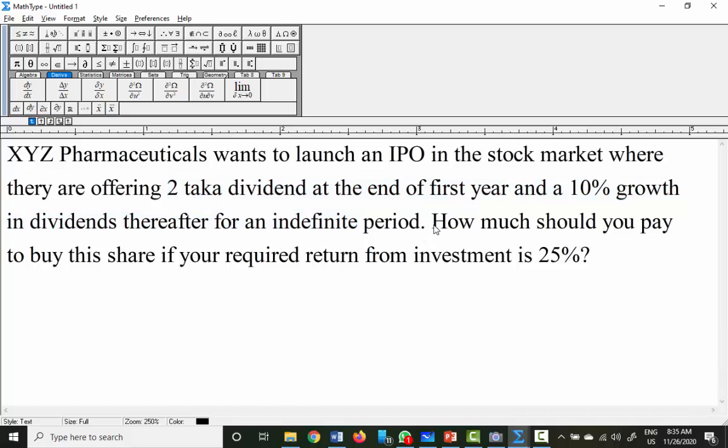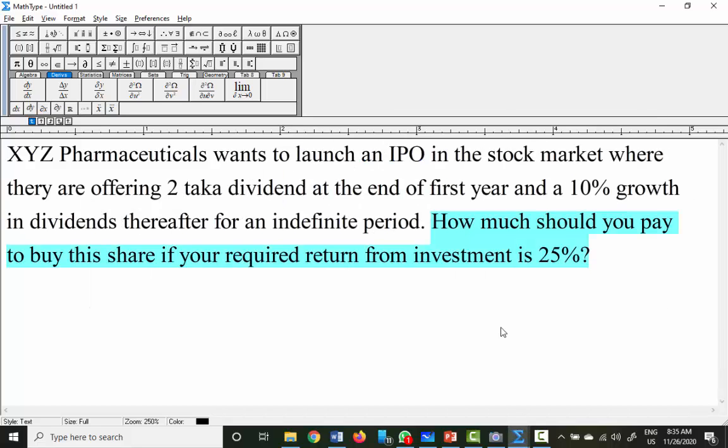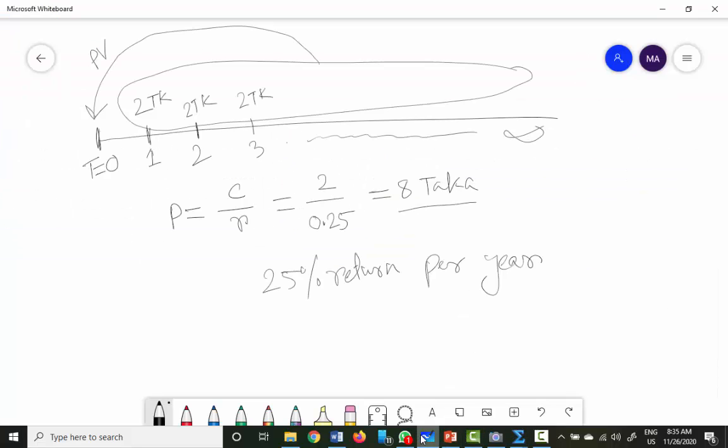The question is asking how much should you pay today to buy this share if your required return from investment is 25%, right? So how much should you pay today? That means you need to find out the present value of the share. So let's go for the time diagram.